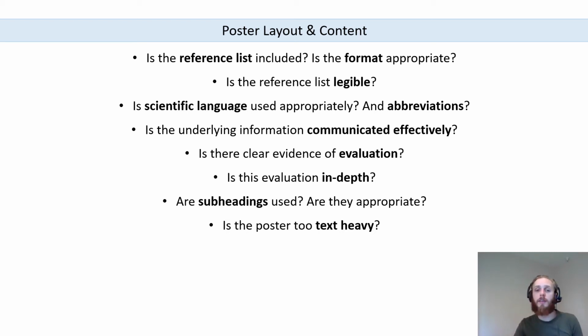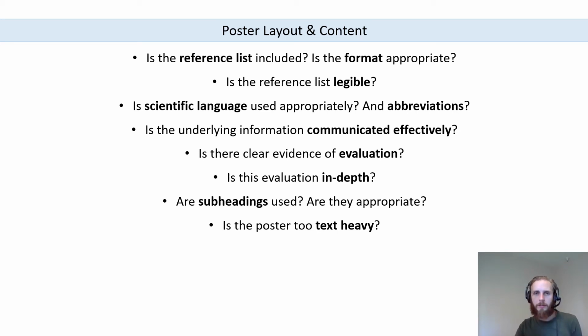Okay, is the poster too text heavy? This is a problem as well. Some students will be super keen to include as much information as they can on the poster. I absolutely understand that, because you have all this evaluation, all this information you want to communicate, so you want to put it on the poster. However, if the poster is too text heavy, it impacts communication. If you have massive blocks of text, a wall of text, which you sometimes see, unfortunately, it impacts communication. That's not a nice poster to read. That's not an easy poster to read. So communication is impacted.